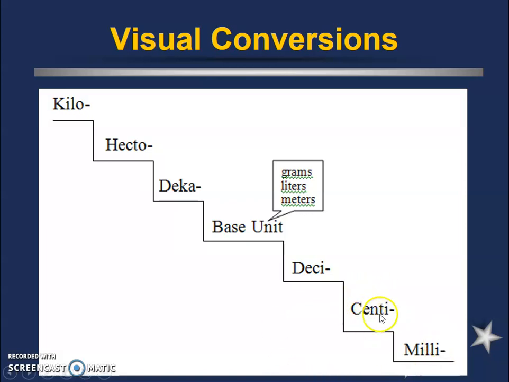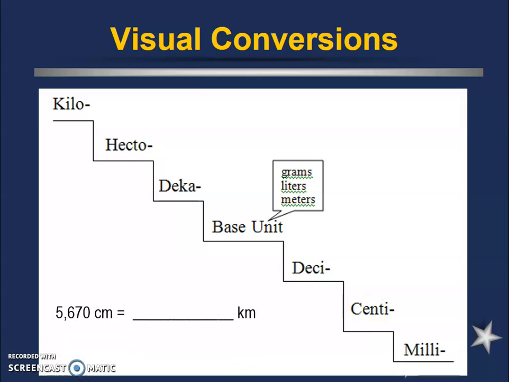So if you're going from a centimeter up to a meter, you have to move to the left, and that's the direction you move your decimal in. If you're going from a decameter to a centimeter, you have to move it to the right, so you move it in that direction. Okay, so let's do an example.